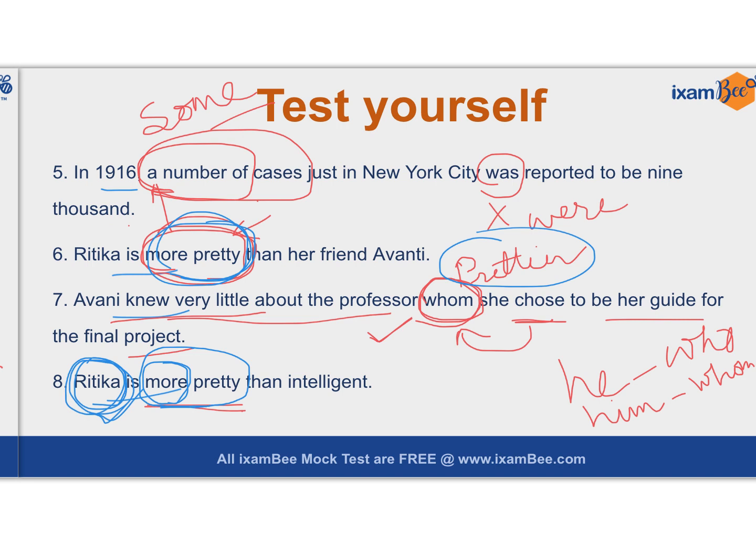So what is the difference between sentence number 6 and sentence number 8? In sentence number 6, we are comparing the qualities of Ritika and Avanti, the qualities of two persons. So here it should be prettier. But in sentence number 8, we are comparing the qualities of the same person, pretty and intelligent, whether she is pretty or she is intelligent. We are talking about Ritika only. And in these types of comparisons, it should always be more.